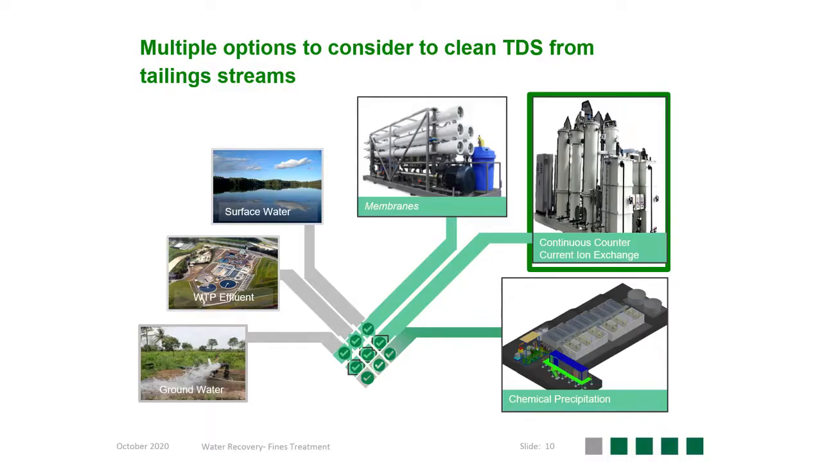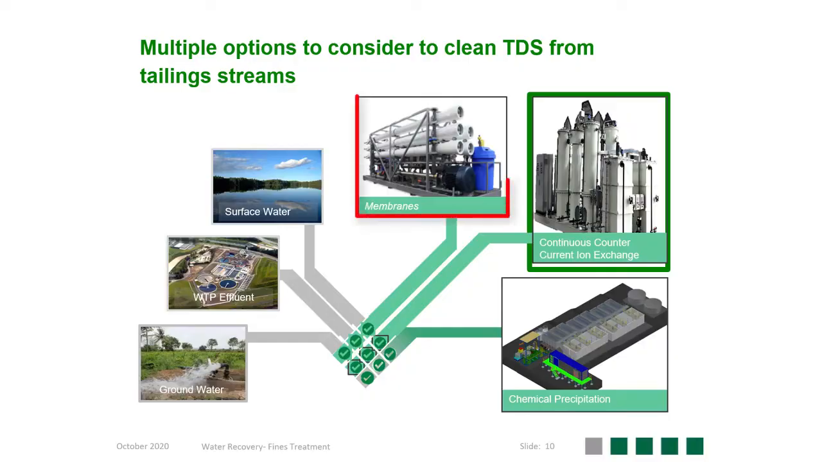So to treat this water, there are multiple options to consider. There are obviously also different types of waters: your groundwater, water treatment plant effluent, which is your tailings water, which we will be dealing with mostly today, and obviously surface waters such as old historic pits. To treat these, you've got different technologies at your disposal. These comprise membrane technologies and chemical precipitation plants, which are your more conventional systems. But today we will focus on a very niche technology, which is continuous countercurrent ion exchange, to remove contaminants, to scavenge for contaminants, and also residual precious metals.